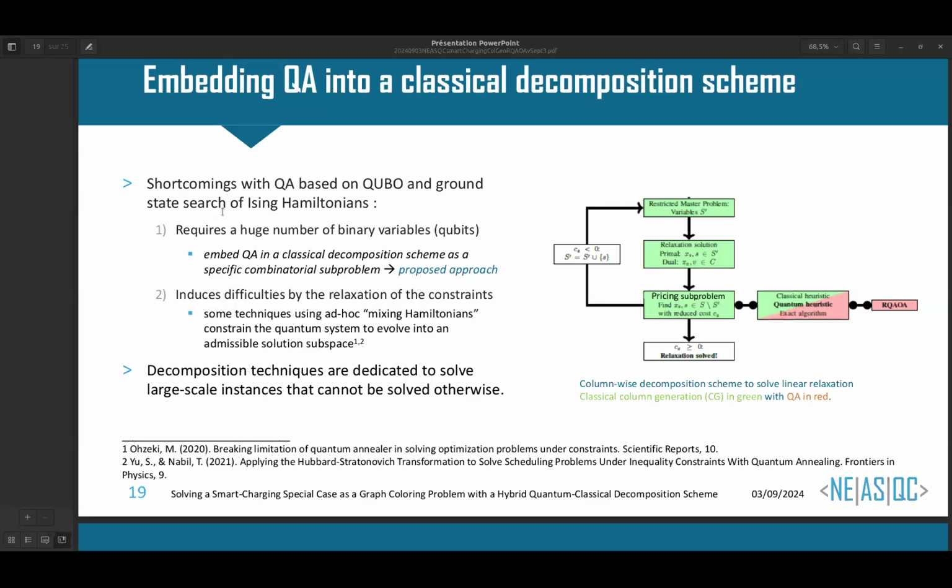So one approach in the literature is to use a decomposition scheme, especially the first part of the decomposition scheme, as a heuristic for the combinatorial problem.